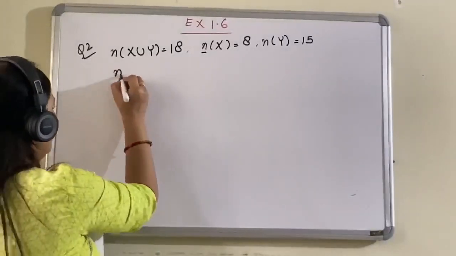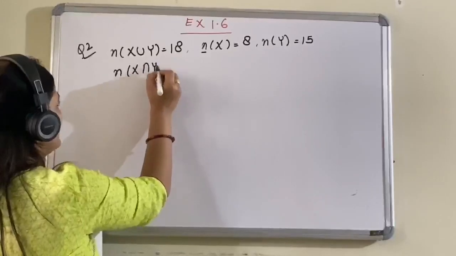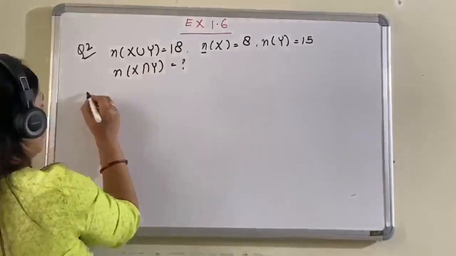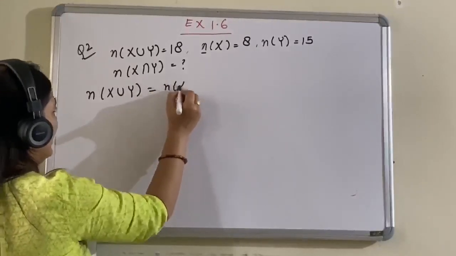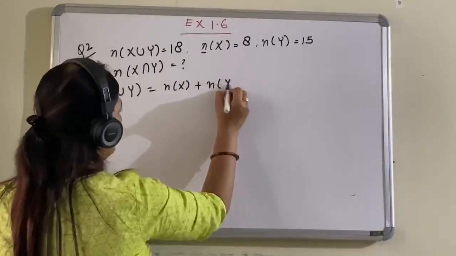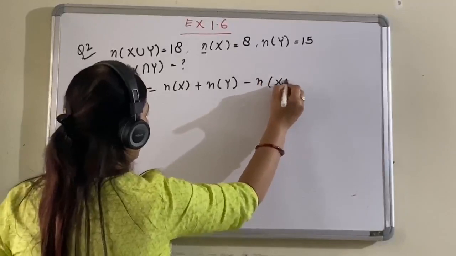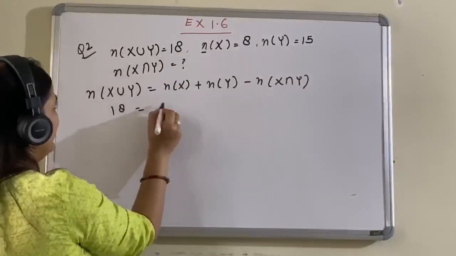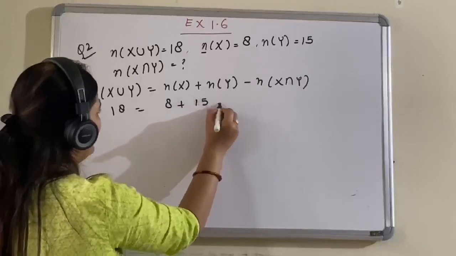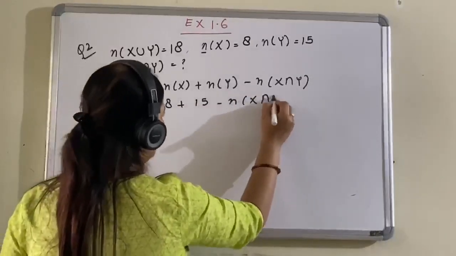Same question. Here also you have to find n of x intersection y, so you will write the formula: n of x union y is equal to n of x plus n of y minus n of x intersection y. Substitute: it is 18, it is 8, it is 15 and it is x intersection y.